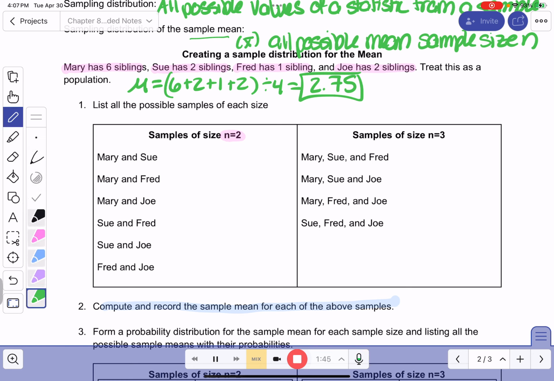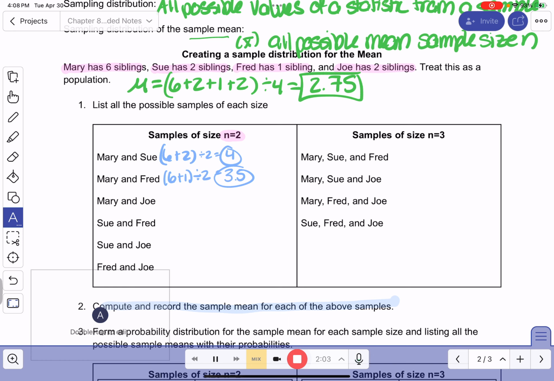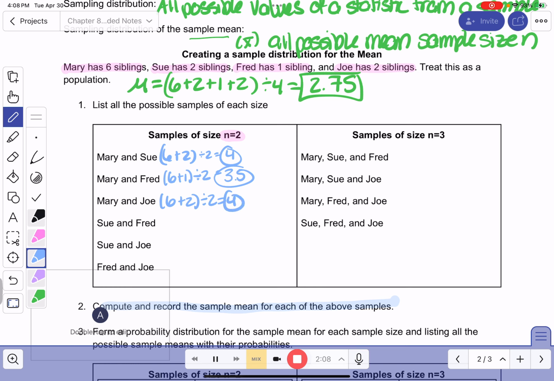Now we're going to compute and record all of the sample means for each of those samples. So let's see. Mary is 6, Sue is 2, 6 plus 2 is 8, divided by 2 is 4. Mary is 6, Fred is 1, 6 plus 1 is 7, divided by 2 is 3.5. Mary and Joe would be 6 plus 2 again. And then Sue and Fred would be 2 plus 1, which is 3, divided by 2 is 1.5. And then Sue and Joe would be 2 and 2.